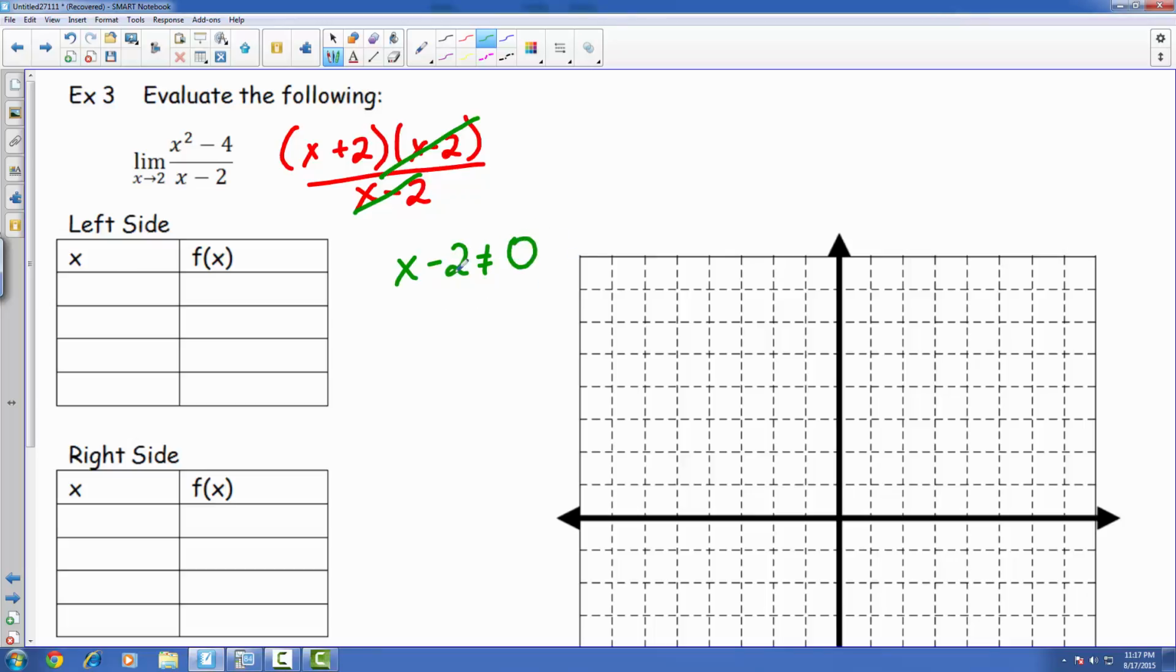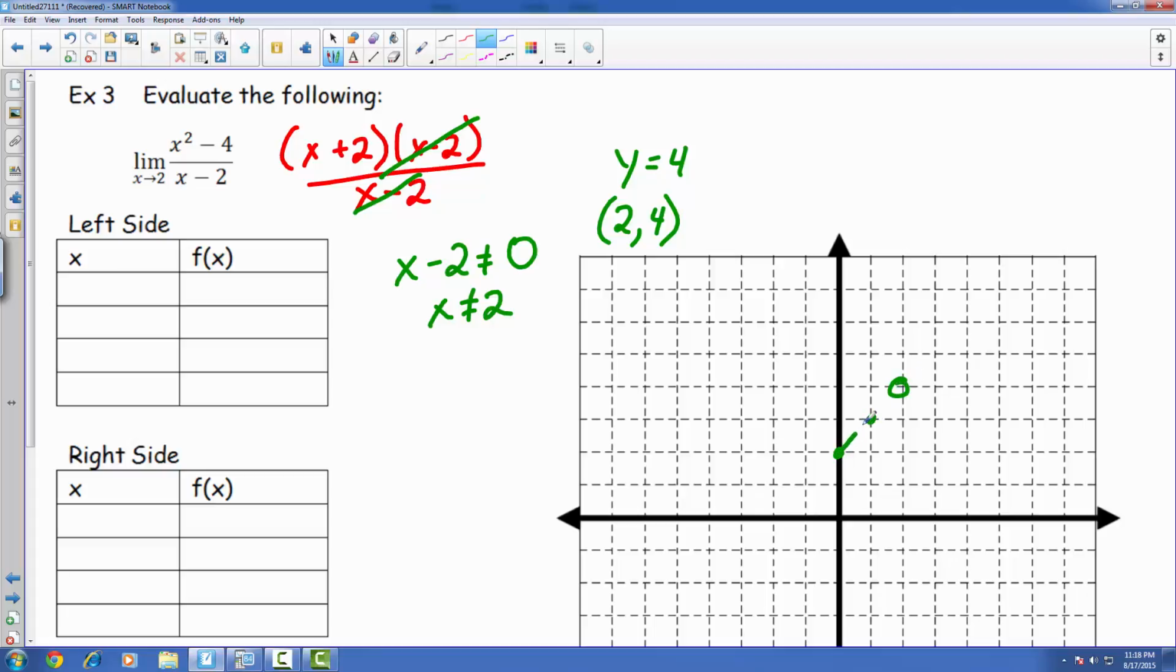You do that by setting the bottom not equal to 0. Solving for that, we end up with x is not equal to positive 2. Now taking this x value and throwing it into your simplified version of the function, you should end up with a y value of 4. So there should be a hole at (2, 4). The simplified version of the function comes out to be a line with a y-intercept of 2 and a slope of 1, and at x equals 2 we have a hole with a y value of 4.